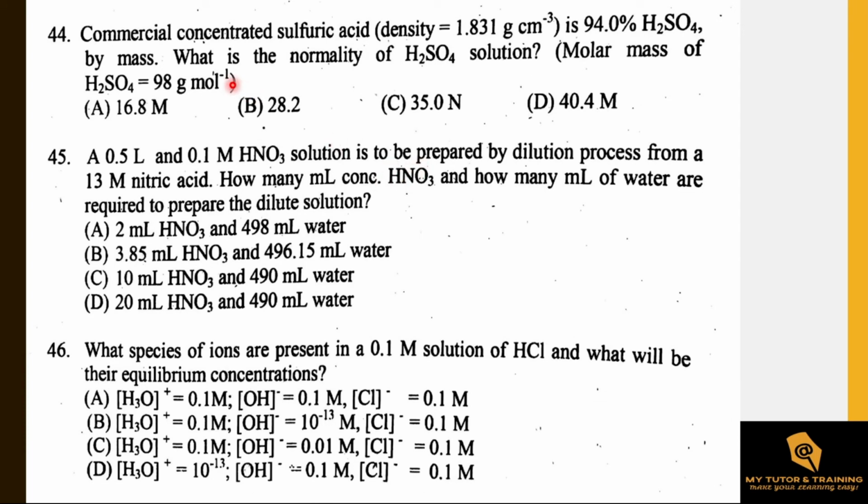Let's come to question number 44. Question number 44 says commercial concentrated sulfuric acid, density of sulfuric acid is 1.831 gram per centimeter cube, is 94% by mass sulfuric acid. What is the normality of sulfuric acid solution? Molar mass of sulfuric acid is given.